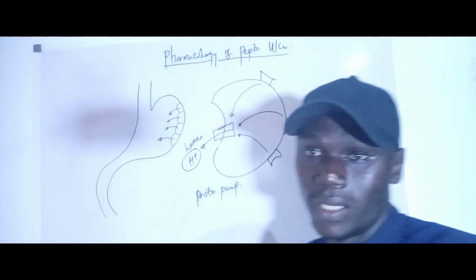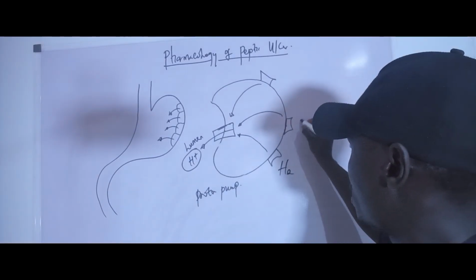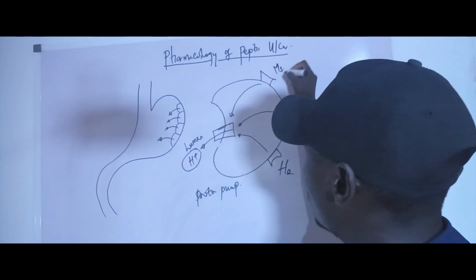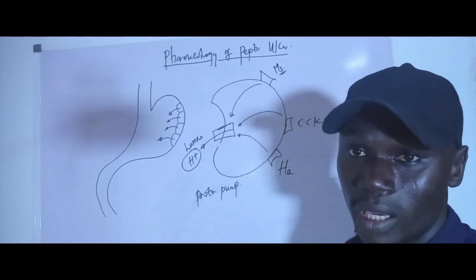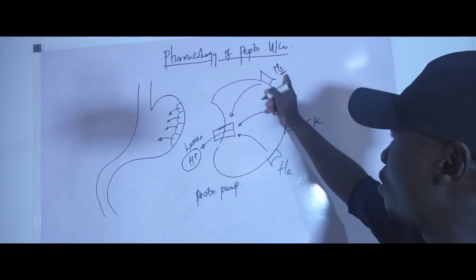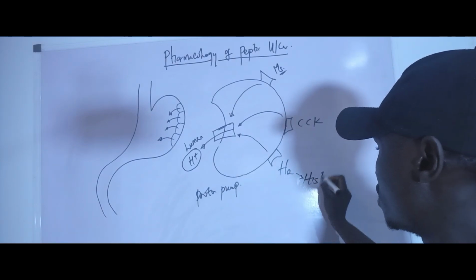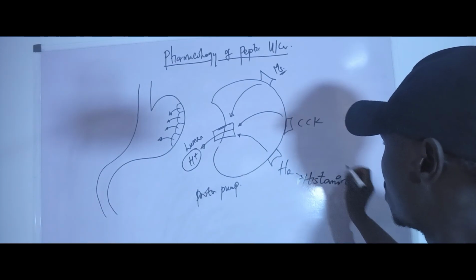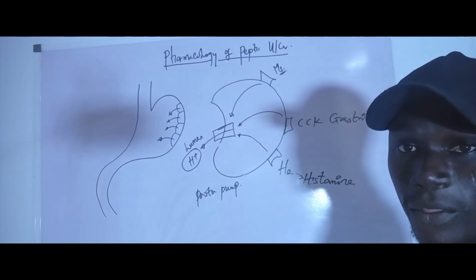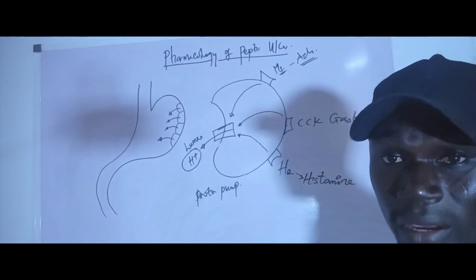Are you getting it now? So we have the H2 receptor, we have the CCK receptor, and we have the M3 receptor, also called the receptor for acetylcholine. Take note of that: H2 receptor, CCK receptor, M3 receptor. Now the H2 receptor is stimulated by histamine. The CCK receptor is stimulated by gastrin. Then M3 is stimulated by acetylcholine.